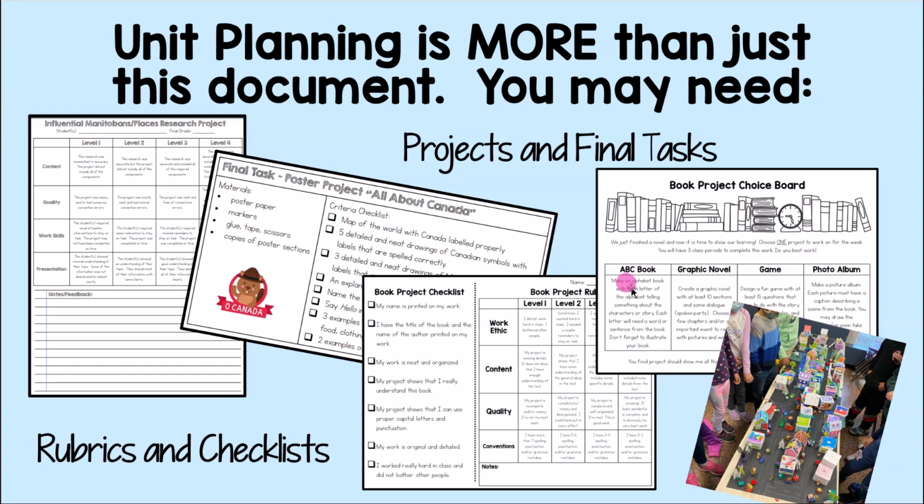This is an ELA, so they had a book project choice board. So at the end of our novel study, they could choose one of these 4 things to do their project on with their group. And then I have a project checklist that they cut off, go through, make sure they have all that, and my rubric.